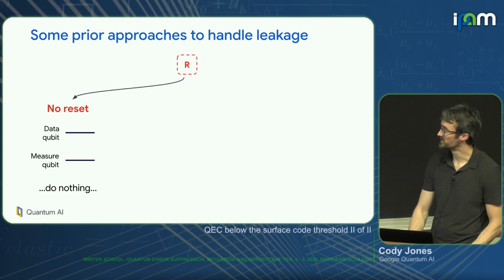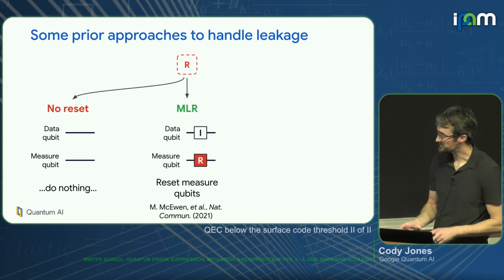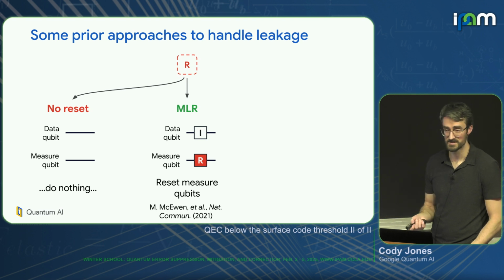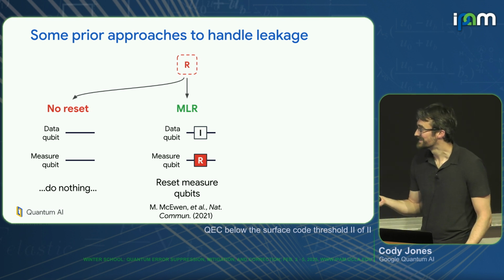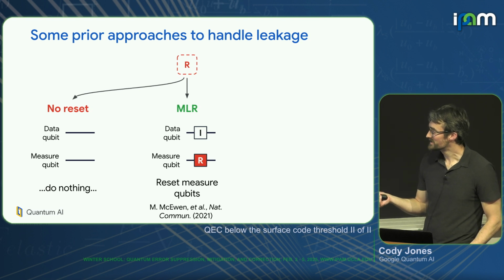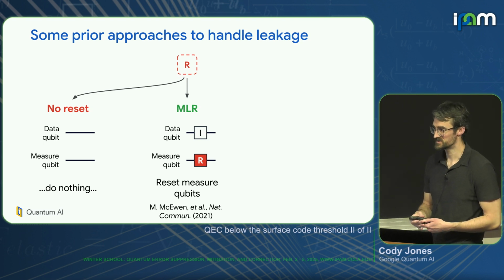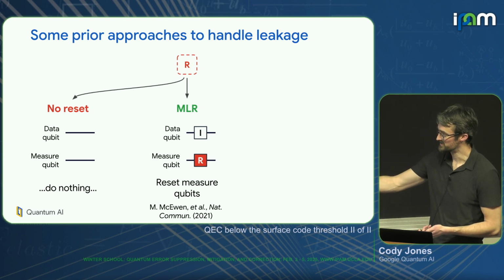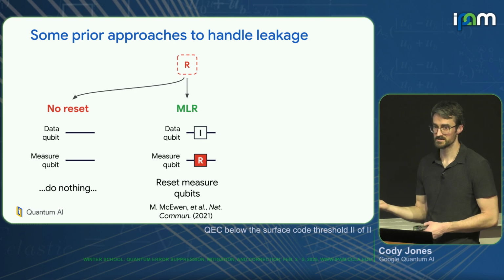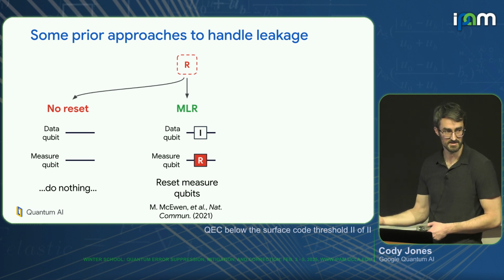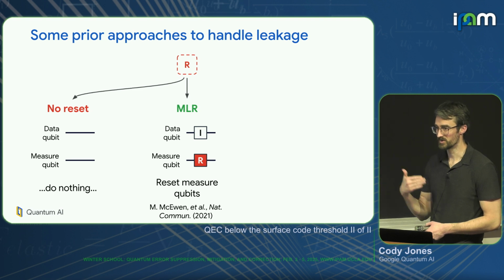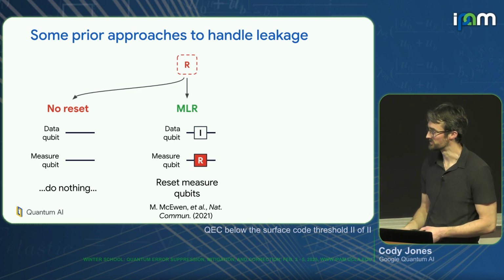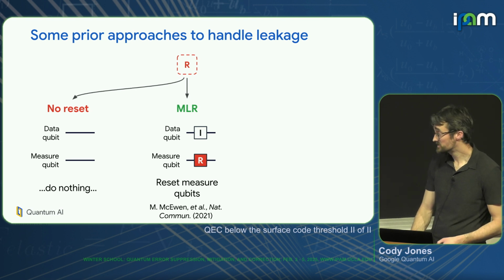So what are some prior approaches to handle leakage? Well, you could do nothing. We found that this doesn't work. You can perform a reset on the measure qubits. Now, there are many different types of reset, and the one we're describing here called MLR means multi-level reset. It will actually reset transmons even if they're in some of these excited states. Even if they're in a 2-state or a 3-state, it will bring them down to the ground state, at least with a pretty high probability. And that actually is helpful. I'll talk about how that on its own is helpful.